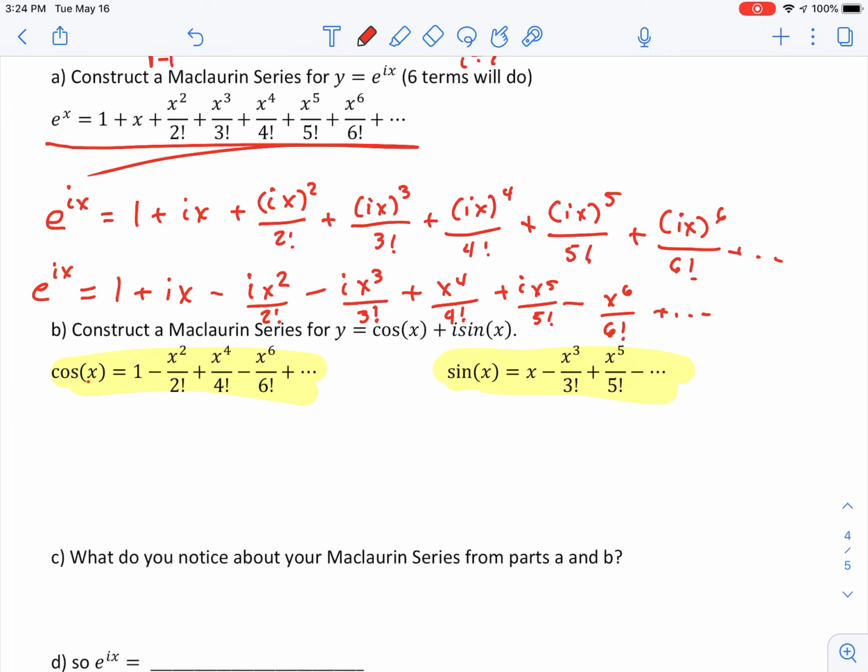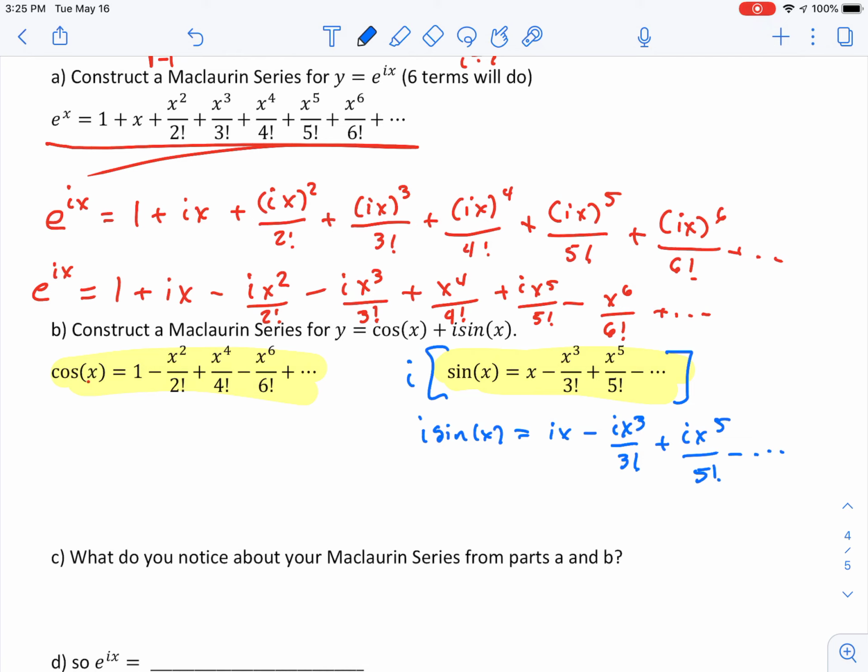We just need to come up with the values for i sine of x. And that's just going to involve us multiplying both sides of this equation by i. So really distributing i to every term of this equation. And so we're going to end up with this: i sine of x equals ix minus ix cubed over 3 factorial plus ix to the fifth over 5 factorial. And this would just keep going on and on forever.